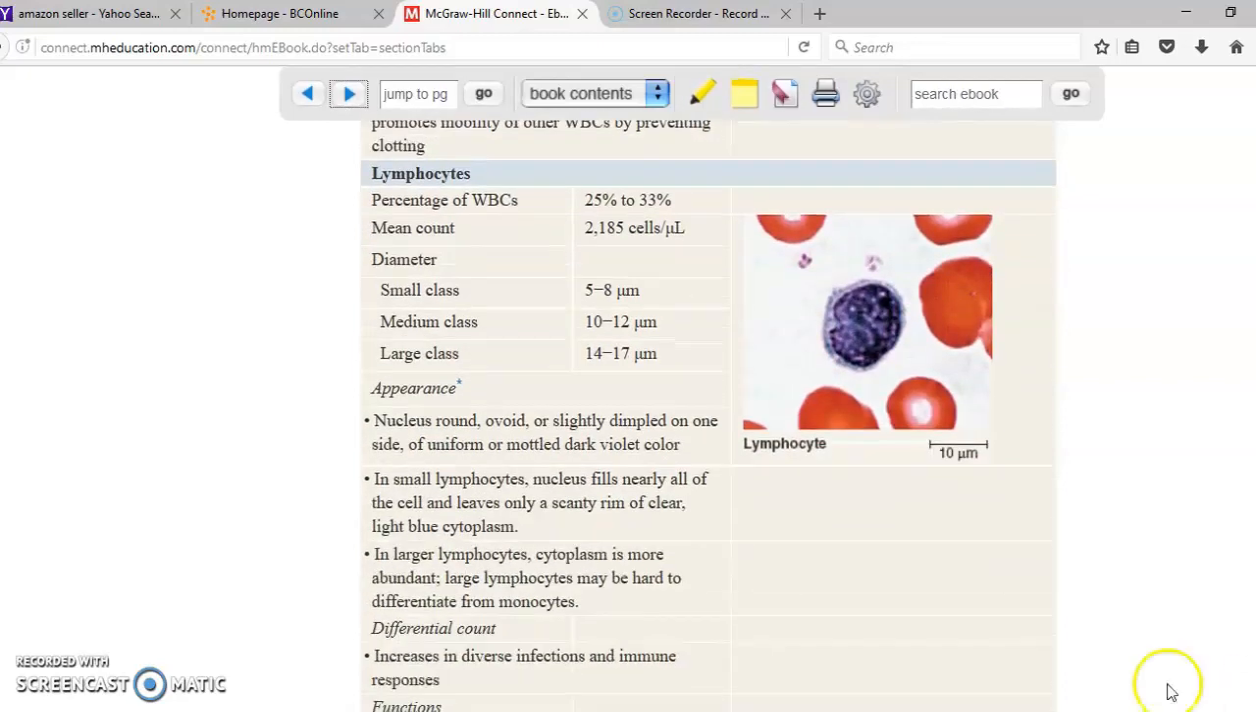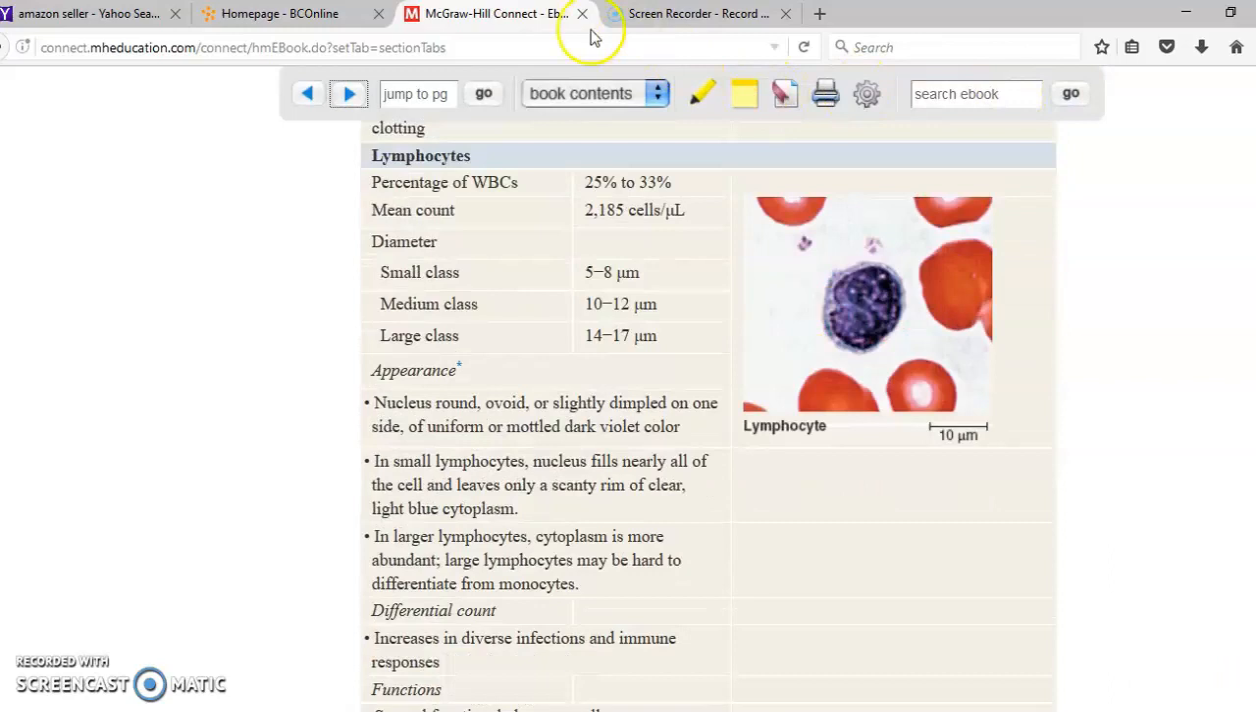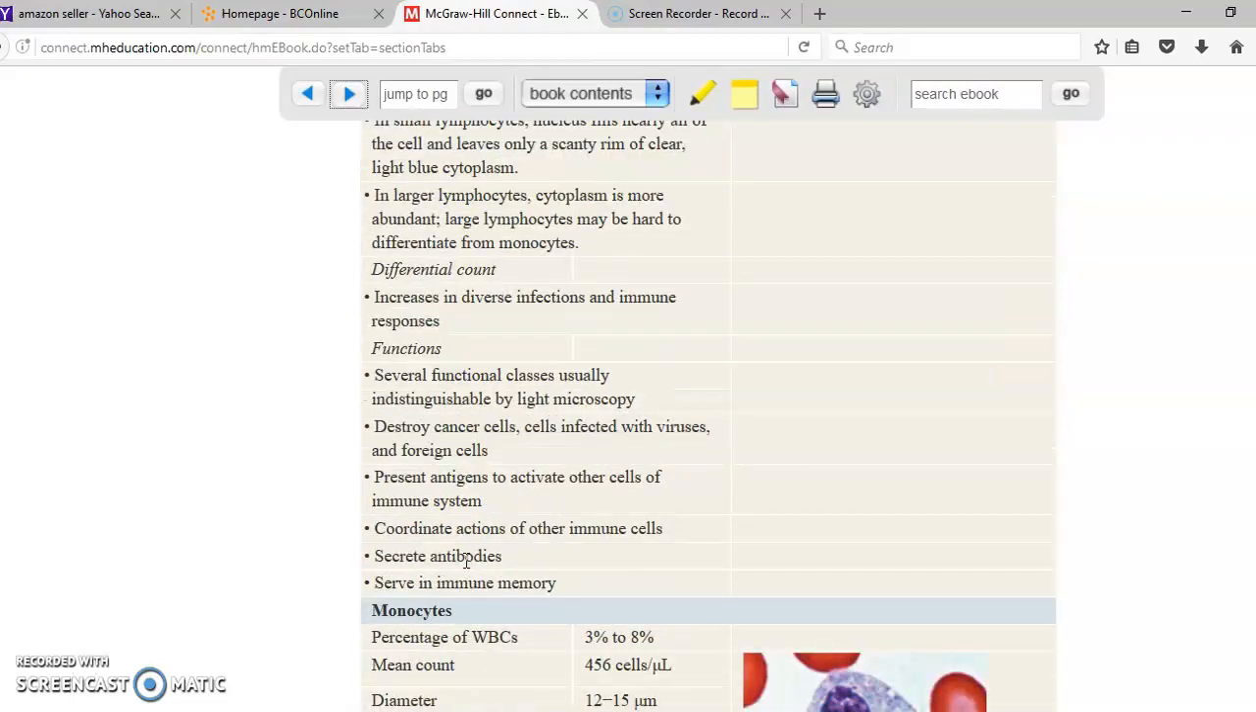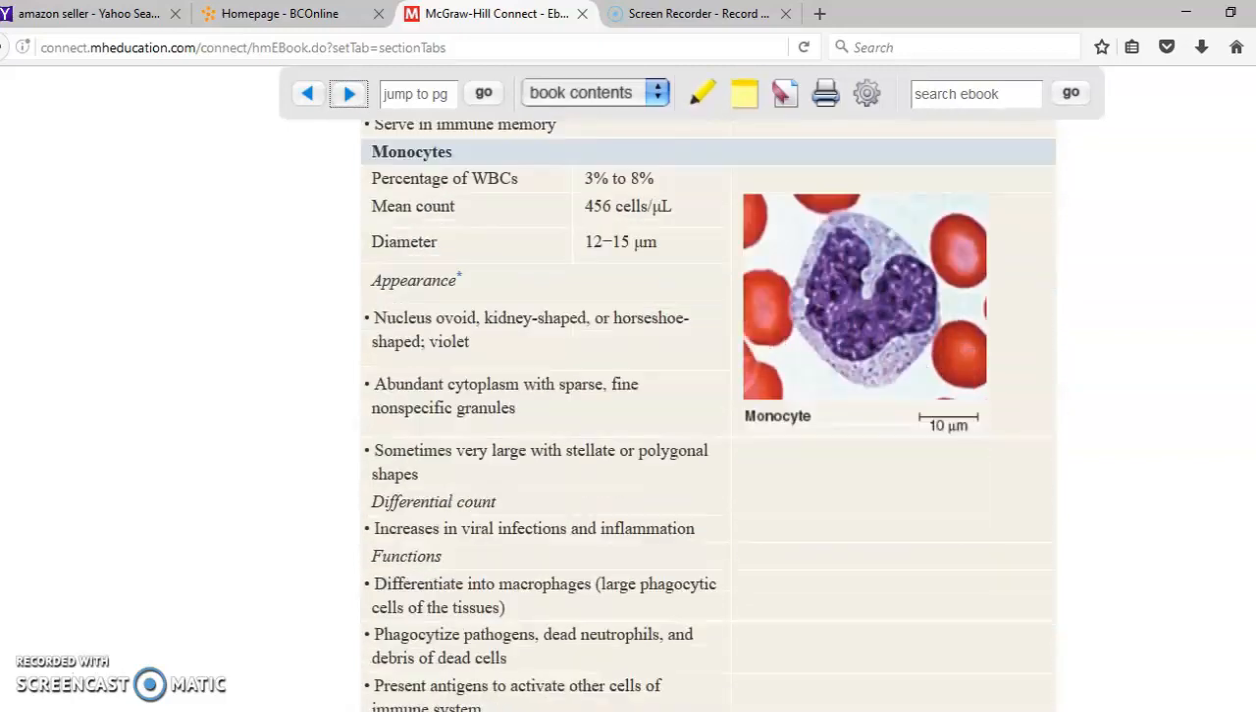And now we go into agranulocytes. Lymphocytes are 25 to 33% of the white blood cells that you may find in the blood smear. There are two different types of lymphocytes. One is going to be lymphocyte B, and the other is going to be lymphocyte T. The lymphocyte B is the one in charge of producing the antibodies. The lymphocytes T are, for example, the ones that are in charge of destroying cancer cells or cells infected with viruses.